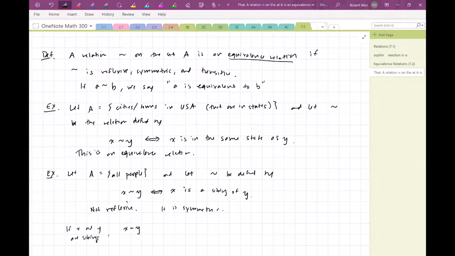think about you and your brother or whatever, then x is related to y and y is related to x. However, x is not related to x, so it fails transitivity, right? If this were transitive, you would need x to be related to x, but it's not. So it seems like it might almost be transitive, but remember the transitive condition is for every x, y, and z in A. So I should be able to take x and z to be the same thing and still get the property, but it's not true.